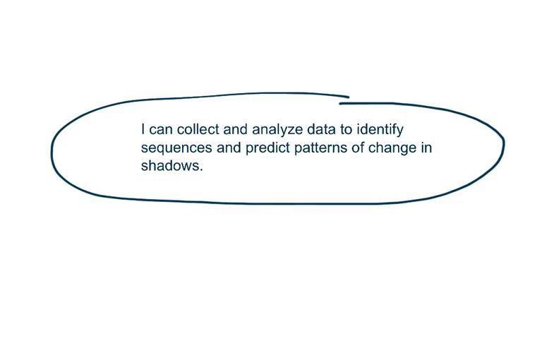So your learning objective is: I can collect and analyze data to identify sequences and predict patterns of change in shadows. Now you will be collecting some data with your experiment inside your activity packet. But for now, we're just going to review what a shadow is and some different facts about why shadows are changing throughout the day. I want you to look around the room that you are in to see if you can find an example of a shadow.